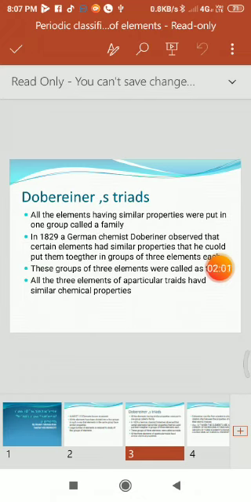According to Dobereiner's law of triads, when the elements are arranged in order of increasing atomic mass, groups of three elements known as triads, having similar chemical properties, are obtained. The atomic mass of the middle element of the triad is equal to the arithmetic mean of the atomic masses of the other two elements, and this point can be better understood by an example.